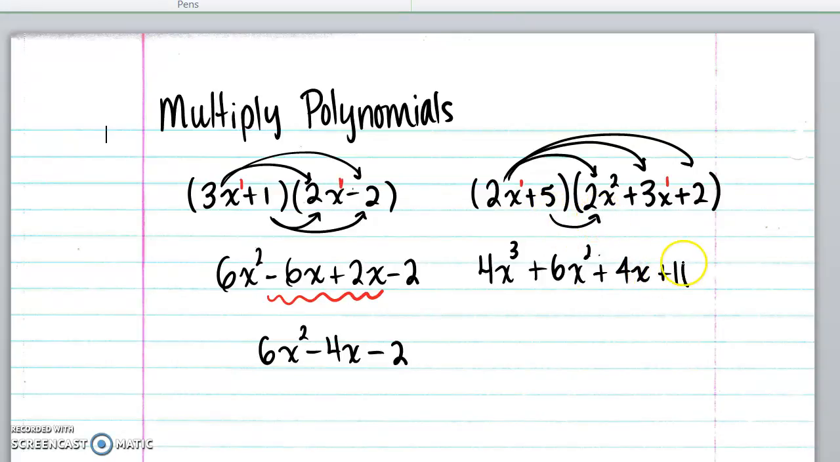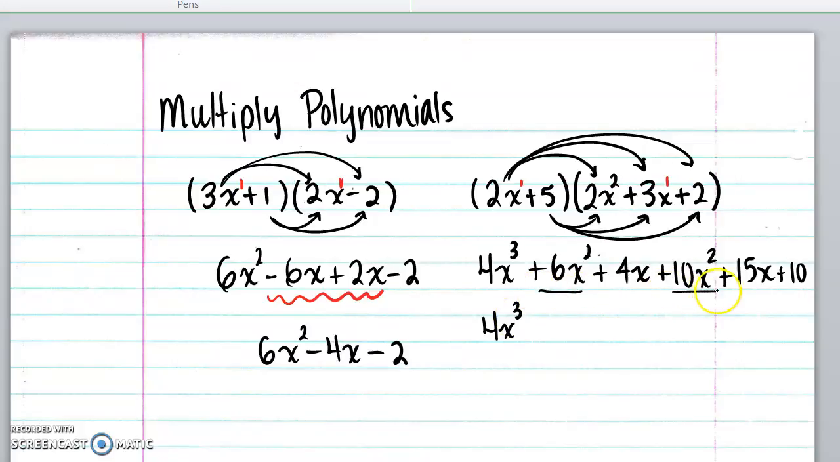5 times 2x squared is 10x squared. About to run out of room. 5 times 3x is 15x. And 5 times 2 is 10. Now, when I combine like terms, I just work my way left to right. So 4x cubed, there's nothing to combine it with. But I have 6x squared and 10x squared, which when I put those together is 16x squared. Remember that when you combine like terms, you don't change the exponents.